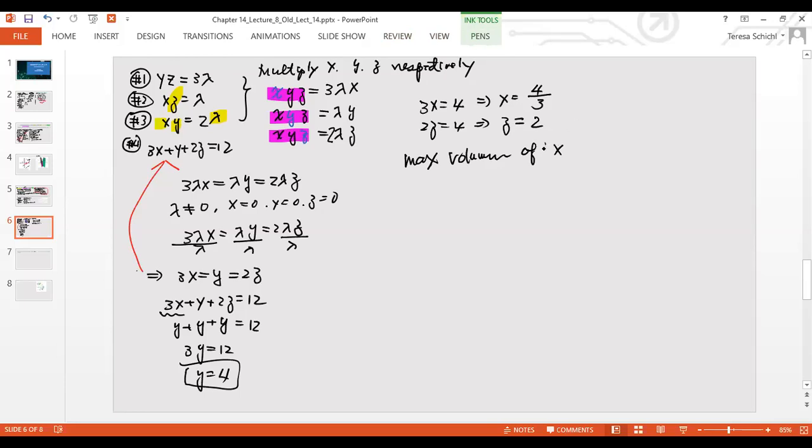So the maximum volume of the box equals x times y times z, which is 4/3 times 4 times 2. That gives me 32 over 3. That's the biggest volume of the box. This problem is not hard to solve if you recognize these tricks. That's why I mentioned we need to be careful, and this is quite a common trick to apply.